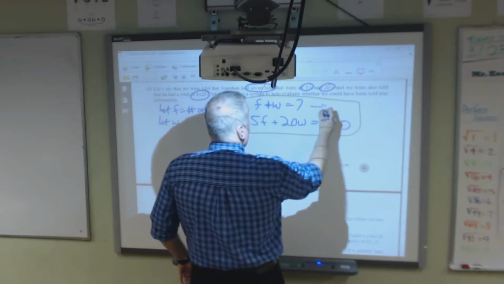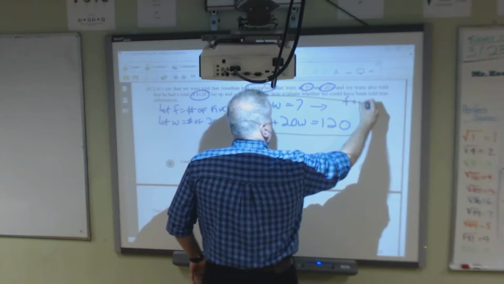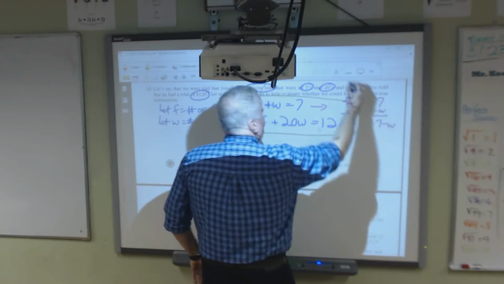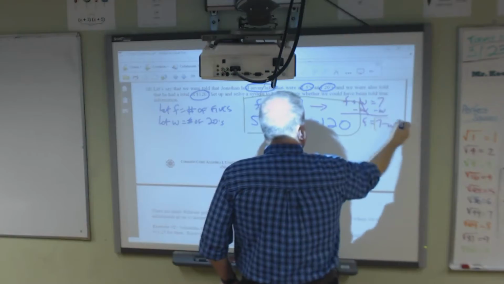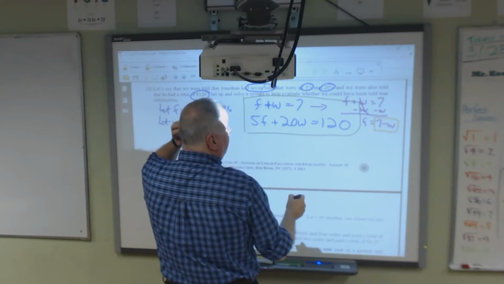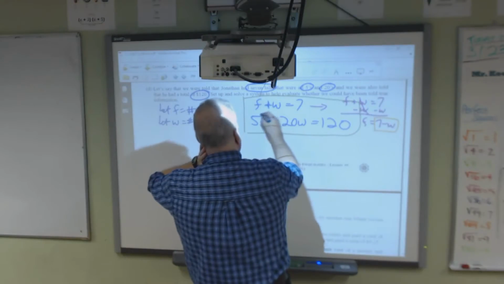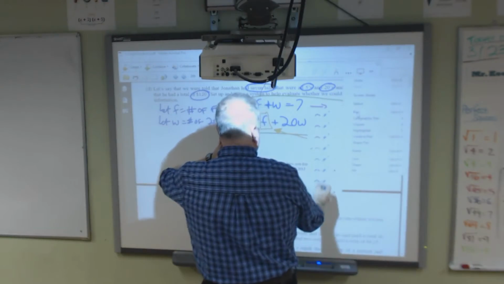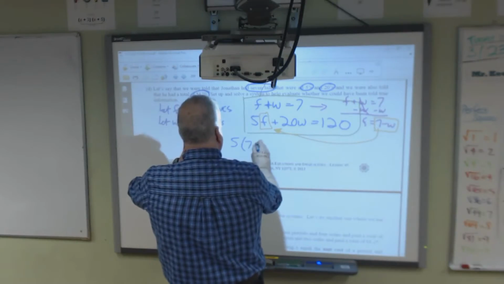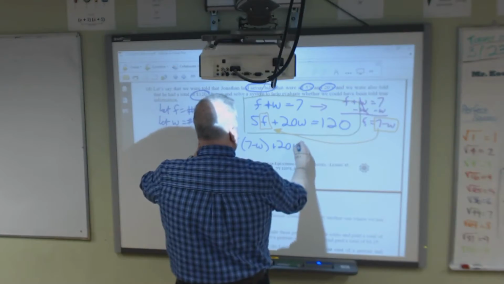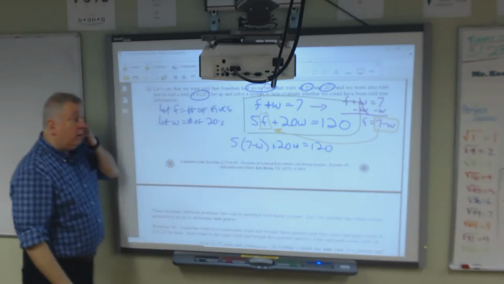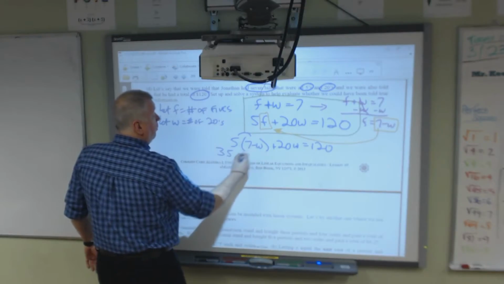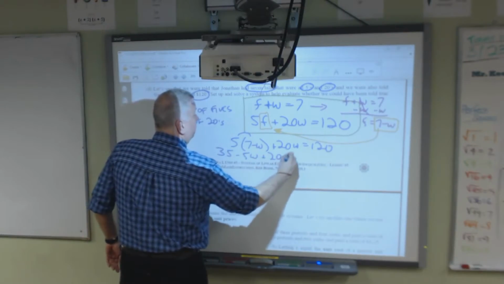I'm gonna write down F plus W equals 7. You take out the W on both sides, and you get F equals 7 minus W. Correct. Then you plug that in for F. So for 5F, you put in parentheses 7 minus W. Good job. Then 5 times 7 minus W plus 20W equals 120. And then you distribute that. Very good. 5 times 7 is 35, minus 5W plus 20W equals 120.